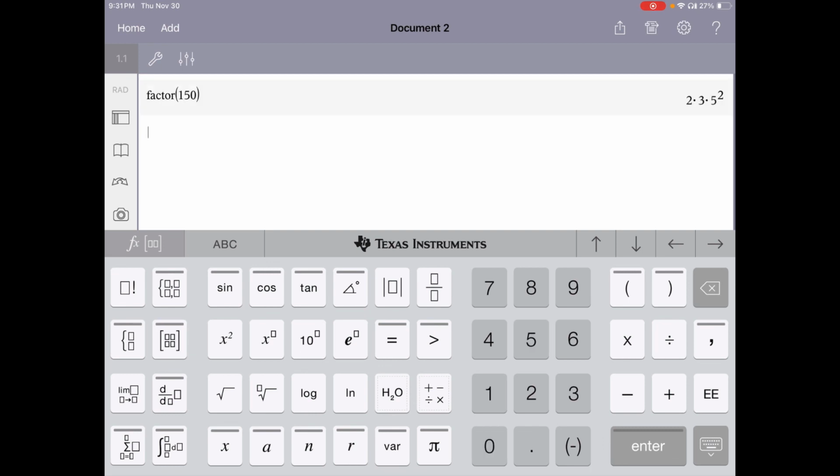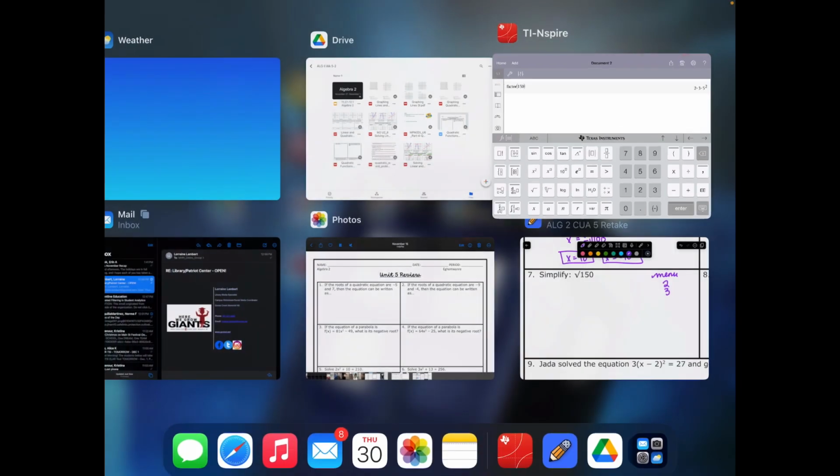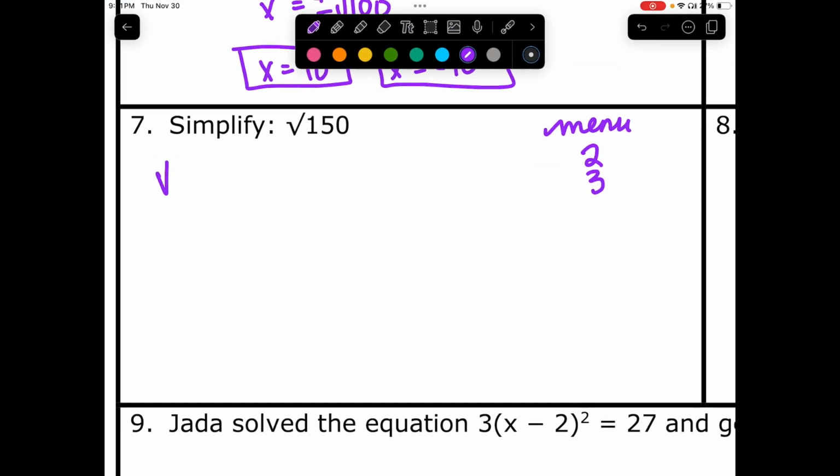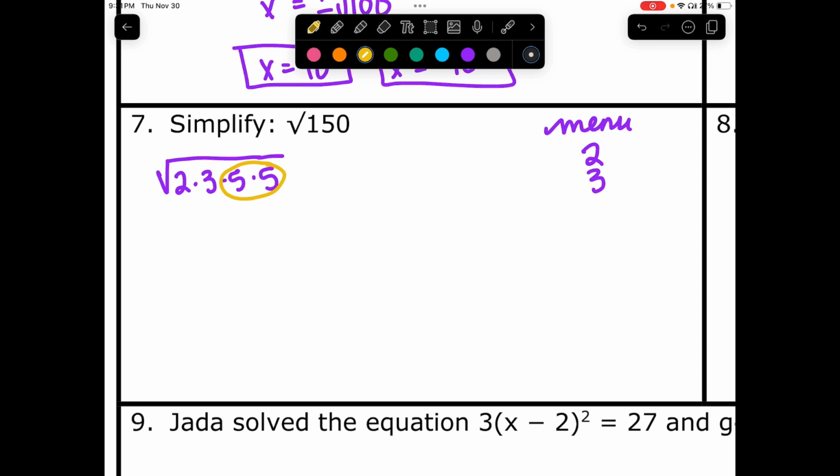So 2 times 3 times 5 squared. And then we got a set of doubles right here, so we're going to take that out. Everything else is going to stay where it is. When you take it out, don't forget it becomes a single.